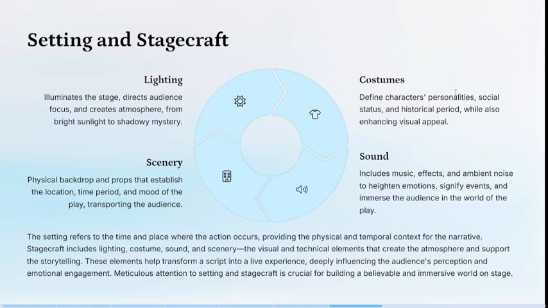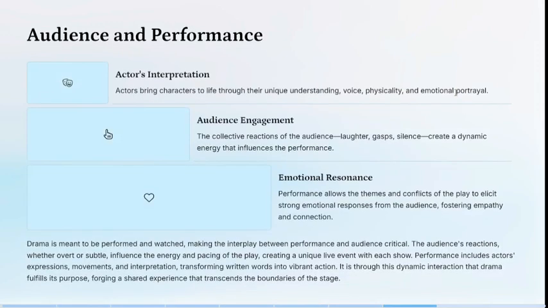The stagecraft includes lighting, costume, sound, and scenery, like I mentioned earlier, and it is also the visual and technical elements that create the atmosphere and support the storytelling. So these elements help to transform a script into a live experience. Then the next element has to do with audience and performance.